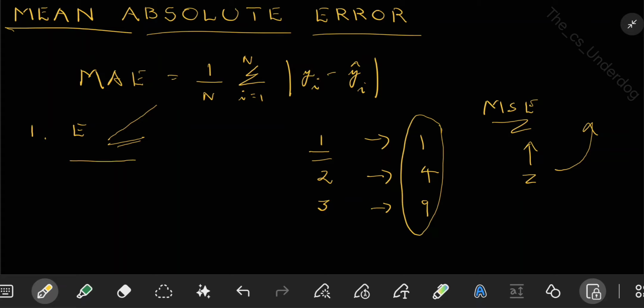But in case of mean absolute error, what happens? Whatever is your actual error, the absolute value of that will be taken. So in case of 1, it will stay as 1 itself. In case of 2, it will stay as 2 itself. In case of 3, it stays as 3 itself. This is the first speciality.